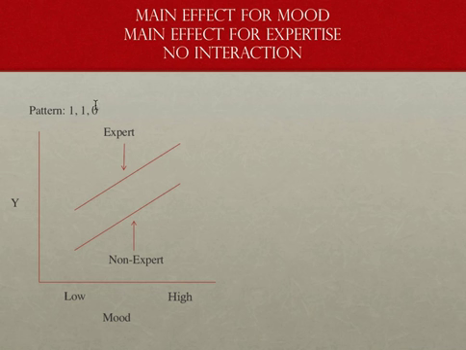is no interaction effect. So if y is plotted on the y-axis, mood here is either low or high, and this is the line for the experts and the line for the non-experts. What does that mean? There are 4 means that you're looking at. So for example, this mean is for people who are experts and are in low mood.